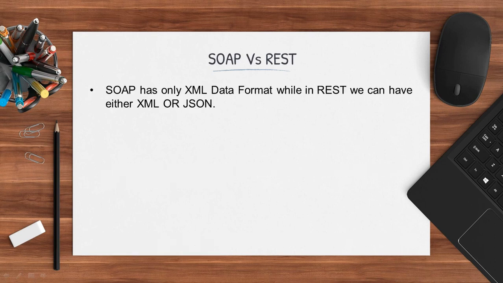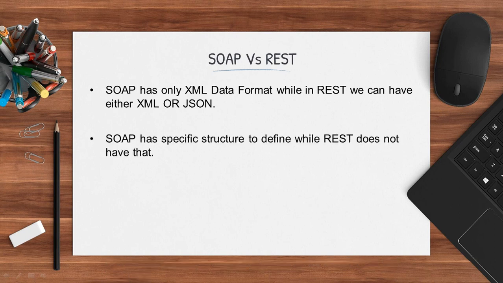Now, if you are aware of SOAP, then in SOAP we just have XML data format to exchange the data. Our request is in the format of XML and our response is also in the format of XML. While in the case of REST, we can have data format either XML or JSON. Most of the REST APIs use JSON data format, and in this course as well, we are going to use JSON data format with REST APIs.